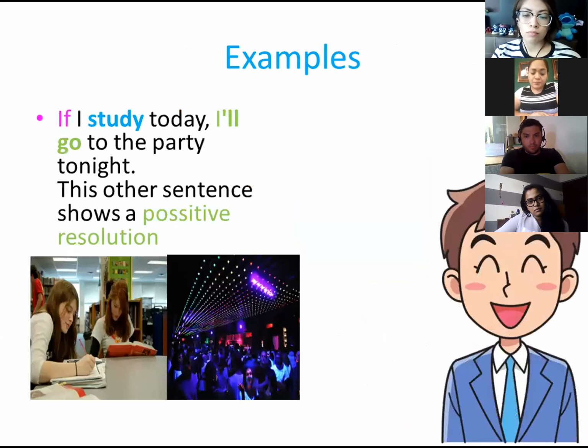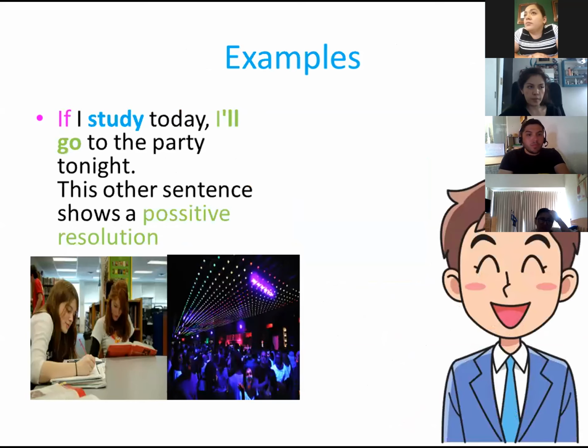This other one, may you read it, Eric? Yes, of course. Another example that we have here is, if you study today, I will go to the party tonight. It means that we have a consequence about a sentence or a cause that we have. It means if I study today, I have a permission for something. I will go to the party. I will do something.